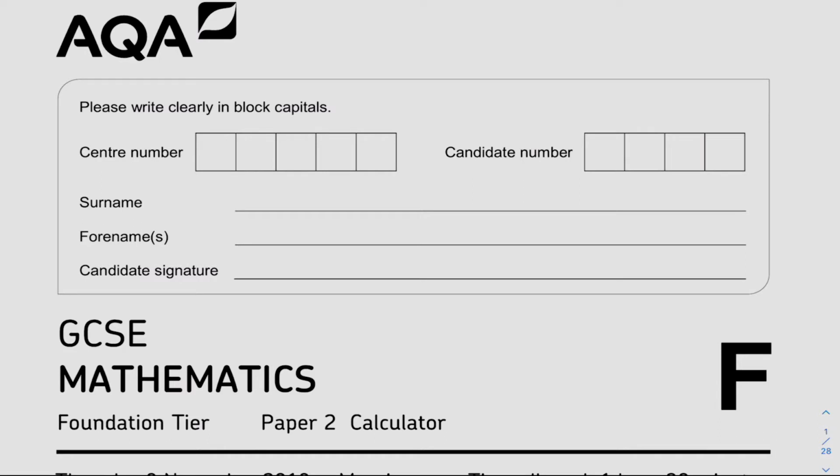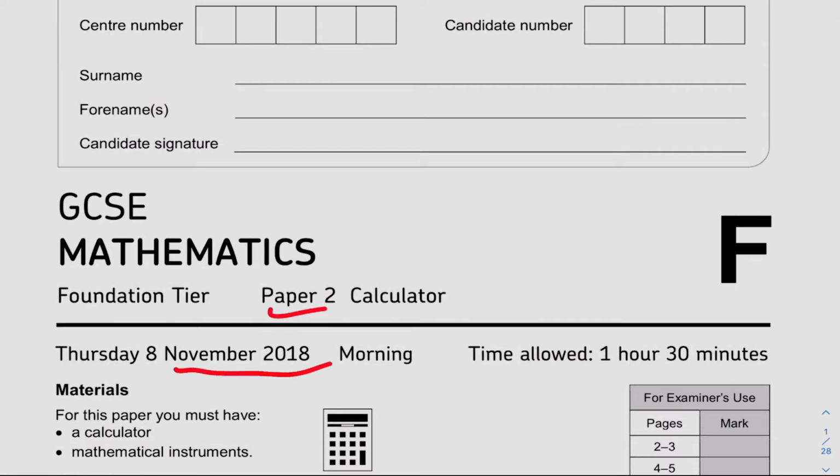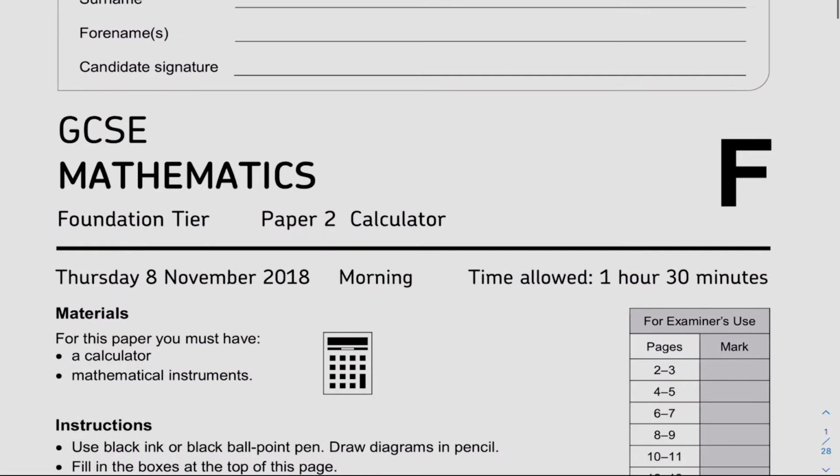Okay, so in this series of videos I'm going to be going through the entire GCSE Maths paper 2, which is 2018 and it's November, and this is the foundation tier. So I'm going to go through this entire paper.